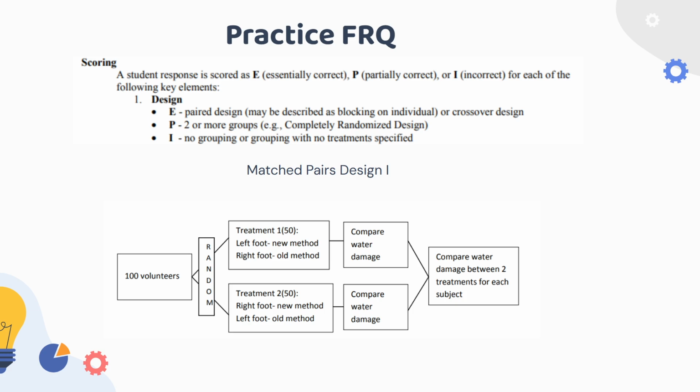So if one group receives the new boots and one group receives the old boots, there's a confounding variable in how much water gets exposed, right? But if we do one boot at a time, we balance out the water exposure between them.